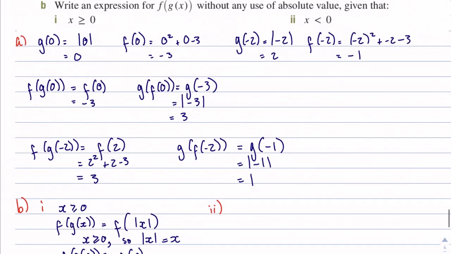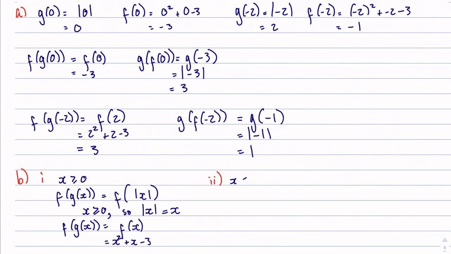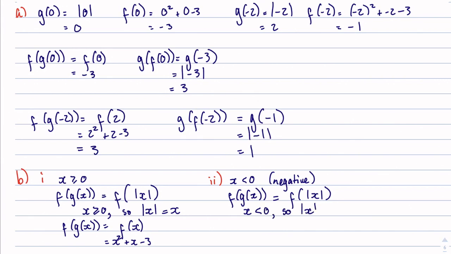This one tells us x is less than 0. So negative. Again, f of g of x is the same as f of the absolute value of x. But we don't want to use absolute value signs. x is less than 0, so the absolute value of x, really it was just turning it into a positive. So that's the same as negative x. So if x is like negative 3, negative 3 is positive 3, yeah?